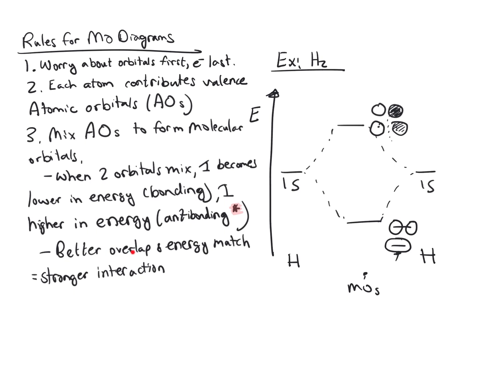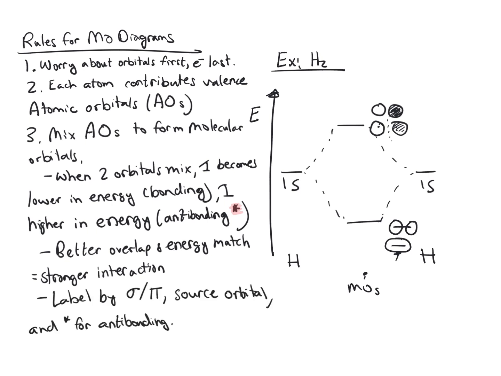So because it has strong overlap and a good energy match, we get a very strong interaction between these two orbitals. What that's going to do is give us a very low energy bonding orbital and a very high energy antibonding orbital. There's no free lunch. The lower in energy that your bonding orbital gets, the higher in energy that your antibonding orbital gets. They spread apart equal and opposite amounts when we interact two orbitals.